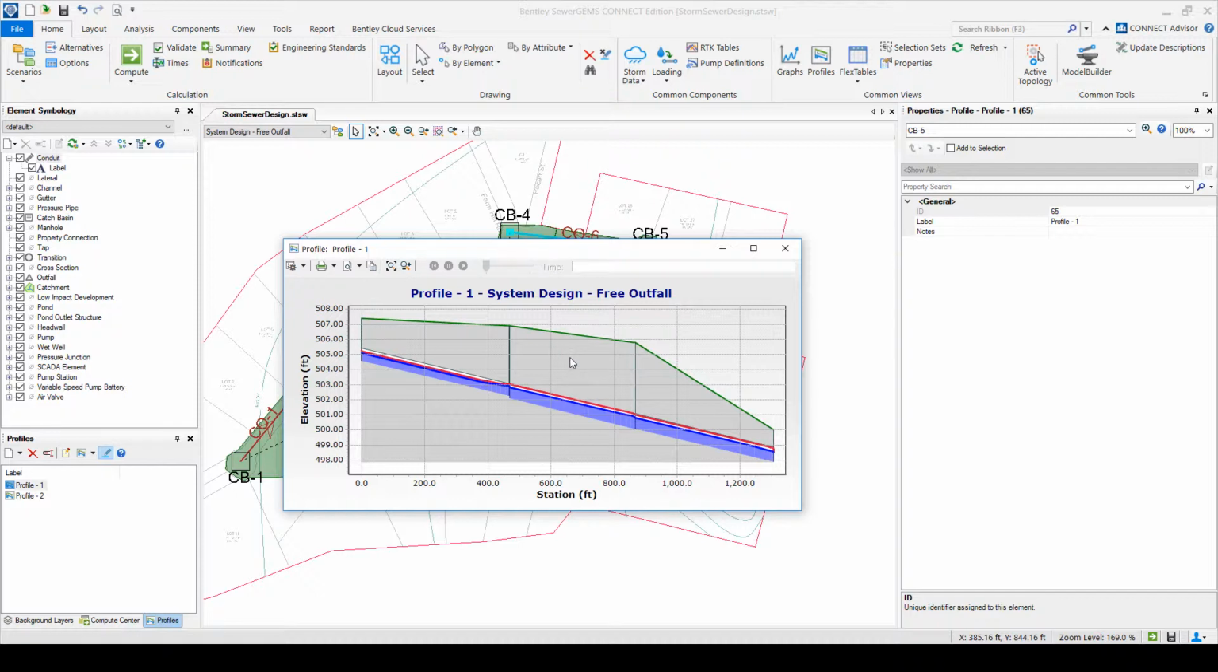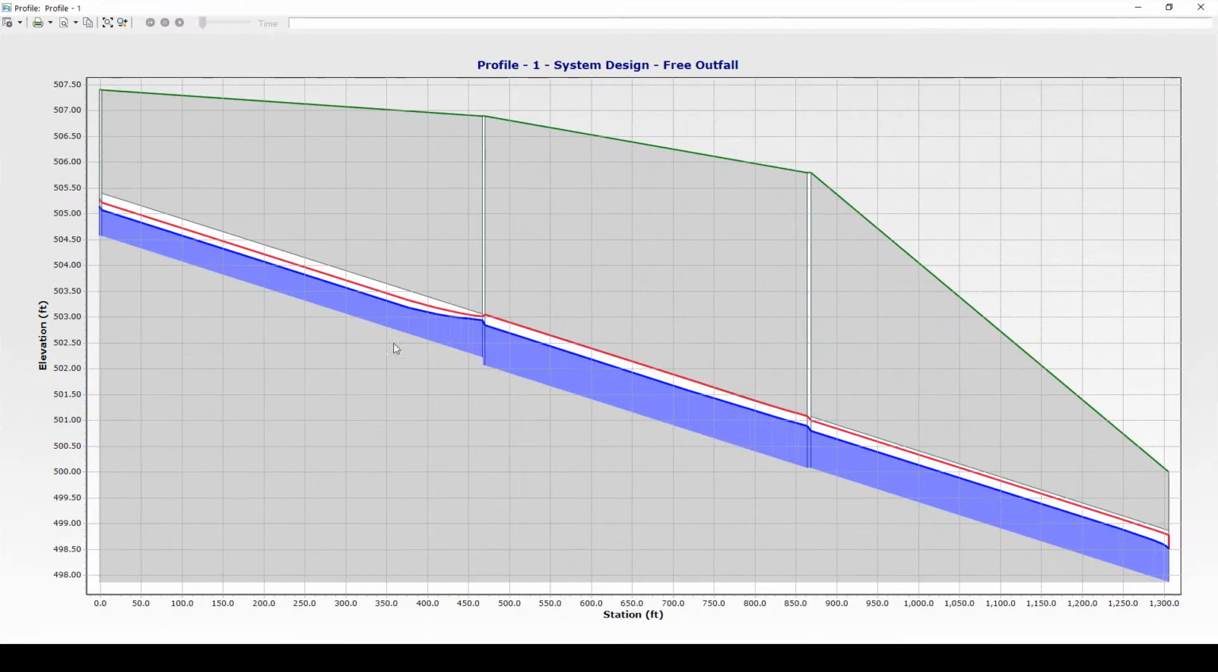So here you can see that it came up with a pretty gentle slope. Notice that here at the beginning we have 507.5 and then 505.5. So it is sticking to the minimum cover in that location. We do have that kind of a hill that it has to comply with.